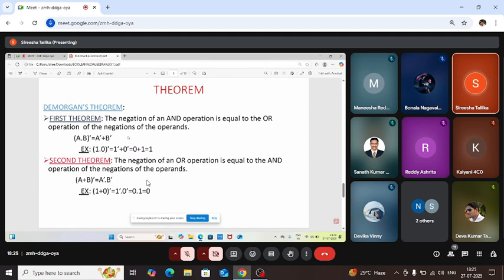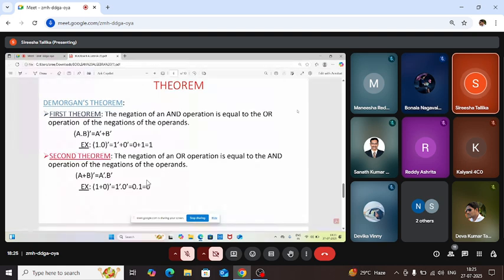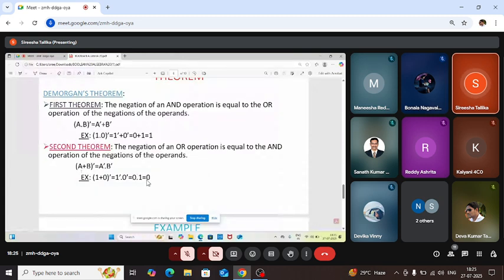And then the second operation: the negation of an OR operation is equal to the AND operation of the negations. So the example here is A plus B whole complement equal to A complement into B complement. I take binary values 1 and 0, so A as 1 and B as 0. A complement into B complement: A complement is 0, 0 complement is 1, and then the output becomes 0.